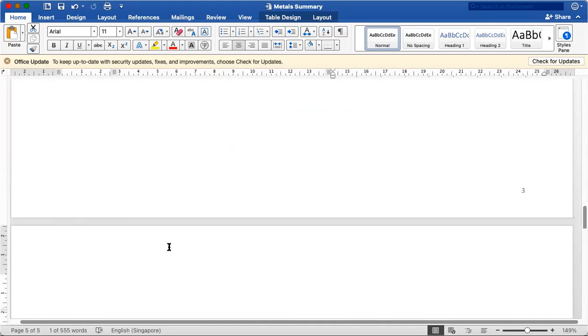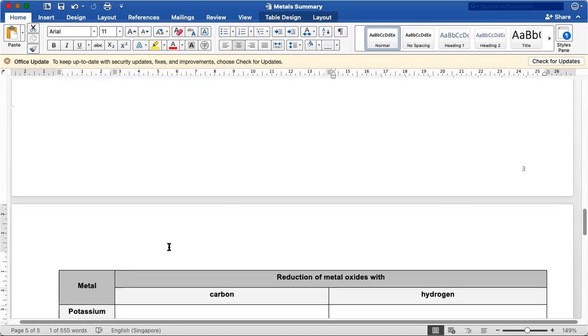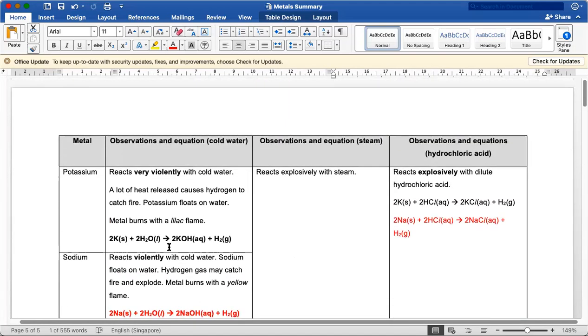Nothing much here because I didn't talk much about extraction, like how iron is extracted from hematite. I didn't talk about that. I didn't talk about rust and corrosion. I didn't talk about alloys of metals. So for all these, I think you can refer to a textbook or your school notes.